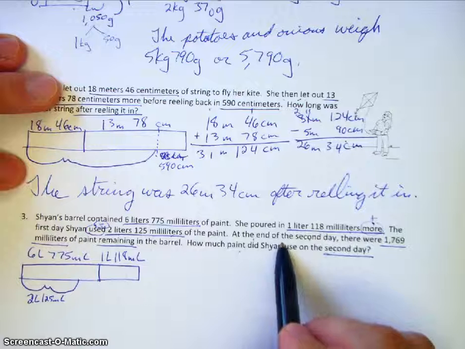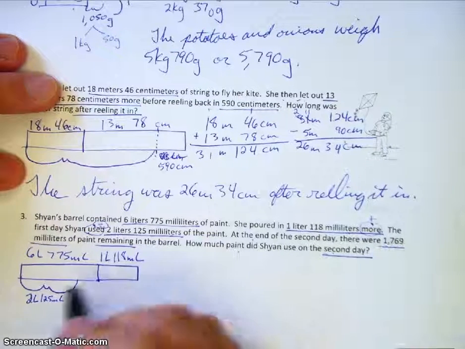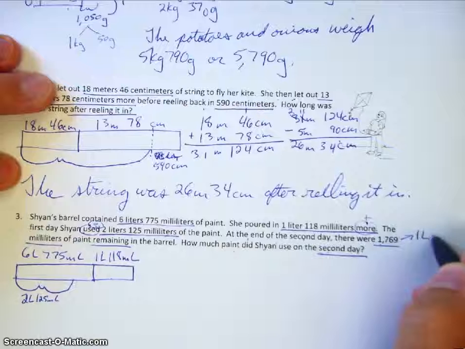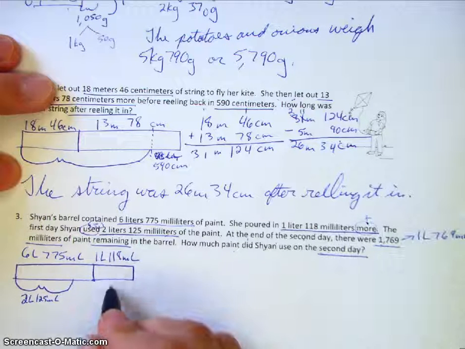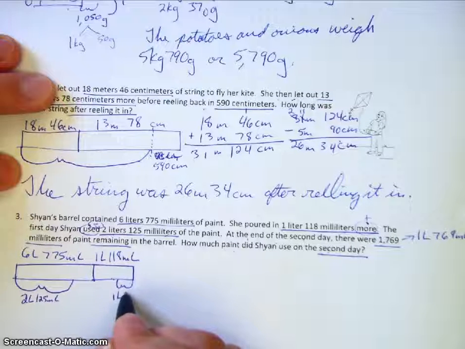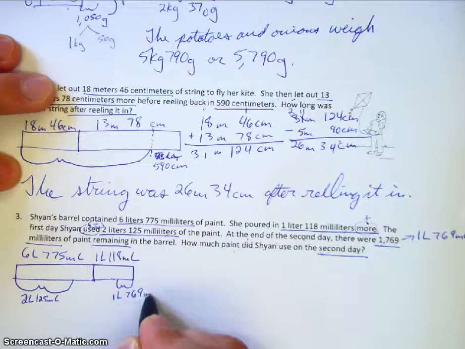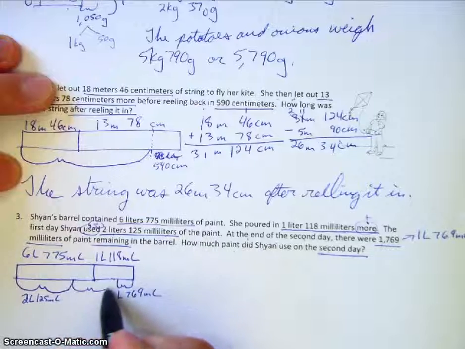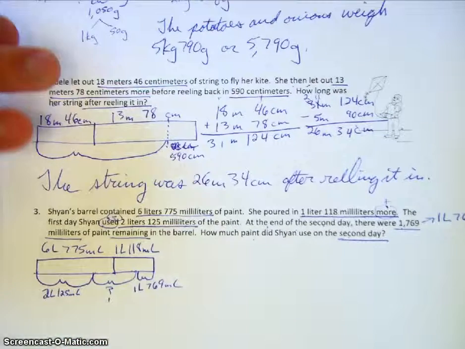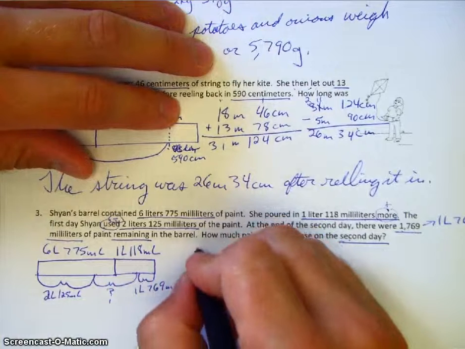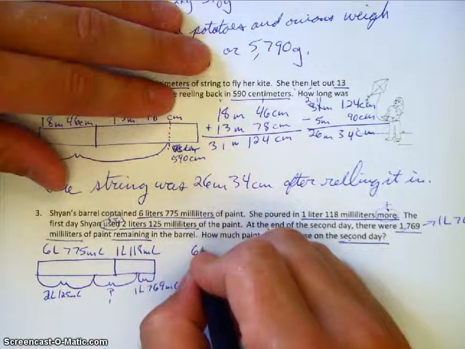At the end of the second day, there was 1,769 milliliters. I'm going to convert this into mixed units since everything else is in mixed. So over here, this is how much we have left. All right. So what we need to do is find this middle amount right here, which is day 2. So first thing we're going to do is add to find out the total amount of paint that she had to begin with.